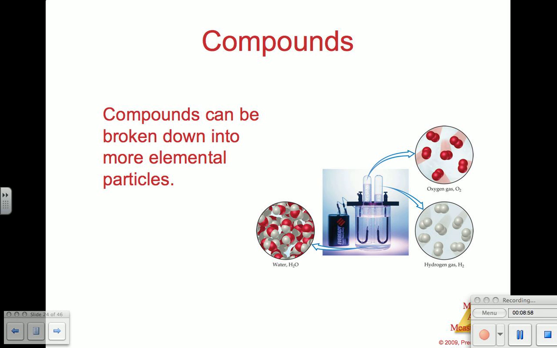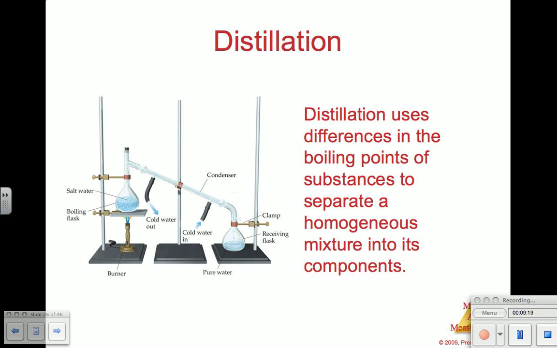All right, and compounds. So compounds, pure compounds, and this is an example right here of hydrolysis, where you run an electric current through water and you separate the hydrogen and the oxygen into their pure substances. And so a compound is a combination of 2 or more elements. Okay, how do we go about separating different compounds?